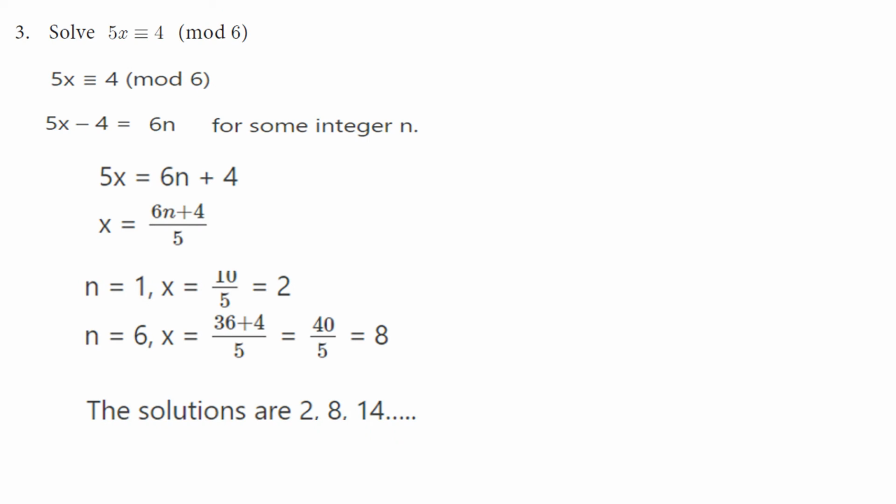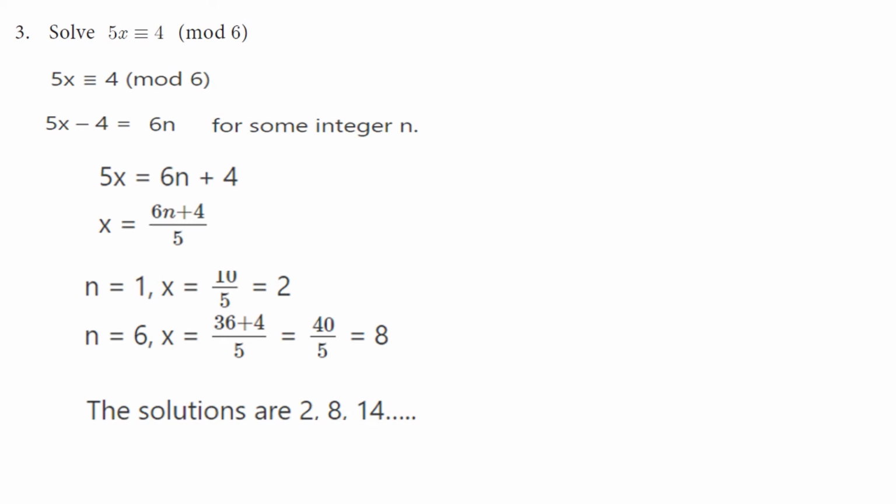Solve 5x congruent 4 mod 6. 5x congruent 4 mod 6. Therefore, we take the 4 to the left hand side. So, 5x minus 4 equal to 6n. Already we discussed this sum. But we have to find the solutions here, not the least value. So, 5x minus 4 equal to 6n for some integer n.